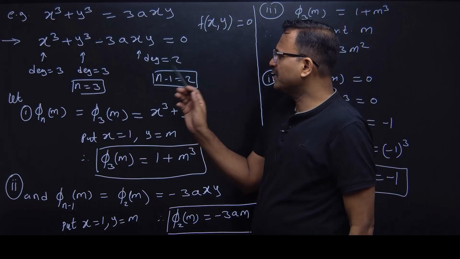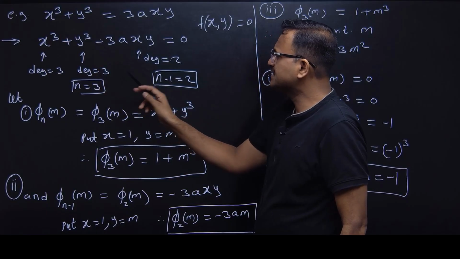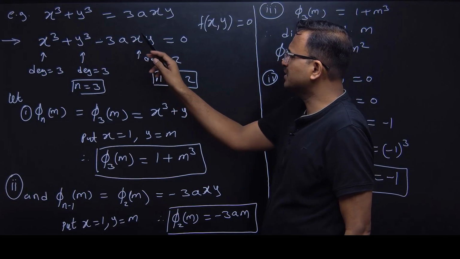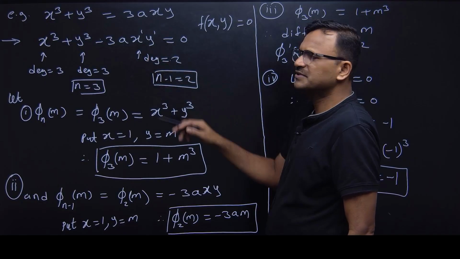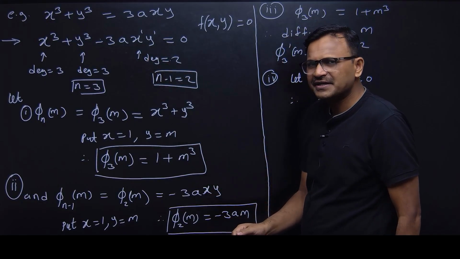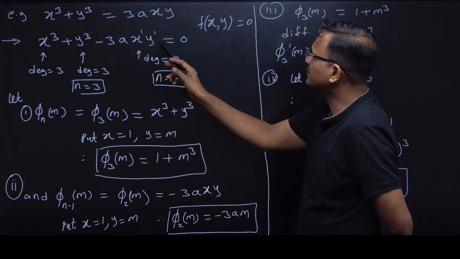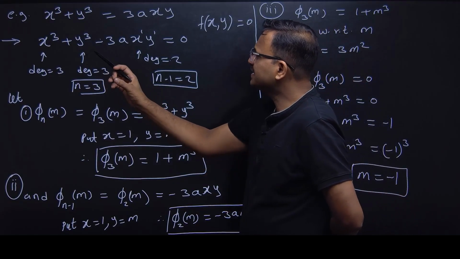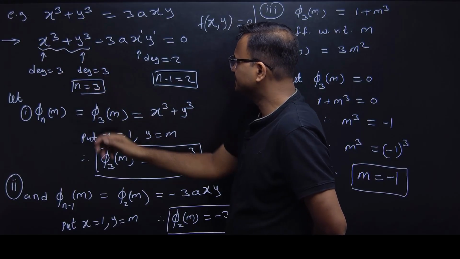Now identify the degree of each term. x cube, we know the degree is 3, y cube, degree is 3, minus 3axy, degree is 2. Remember, 3a is a constant, and x into y is x raised to 1 into y raised to 1. Whenever it is a multiplication of terms, we add the powers to find the degree. So the degree of this term 3axy is 2. Here we can see that the highest degree terms in this equation are x cube plus y cube. The degree of these two terms is 3.